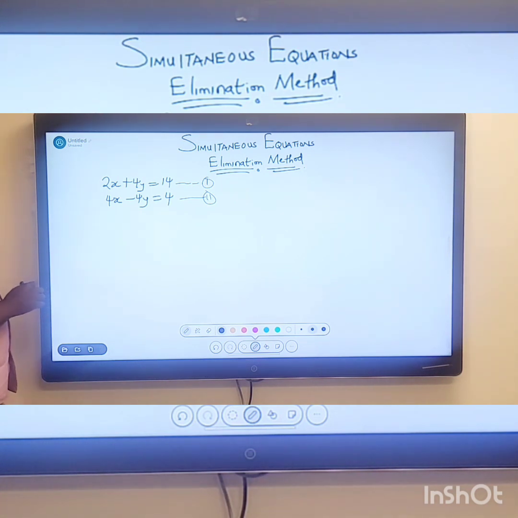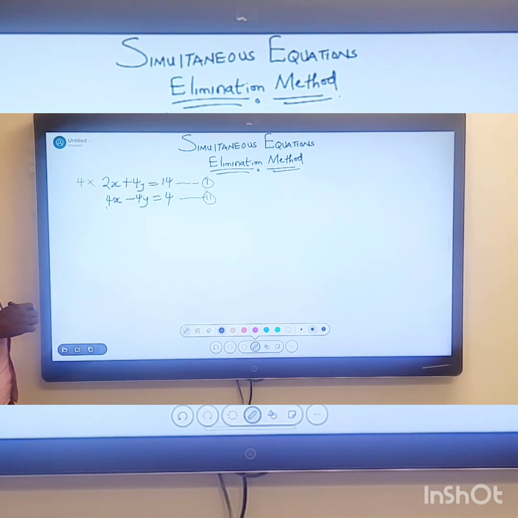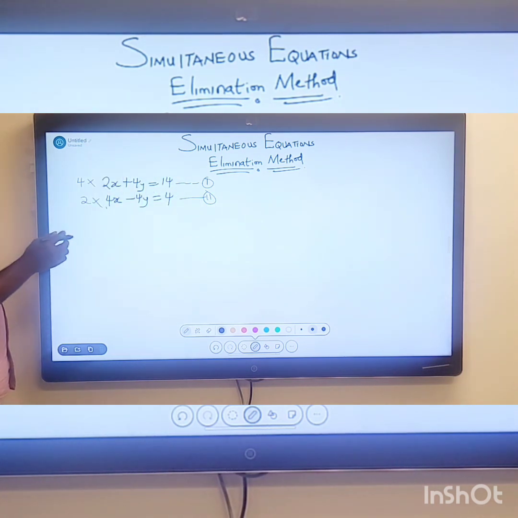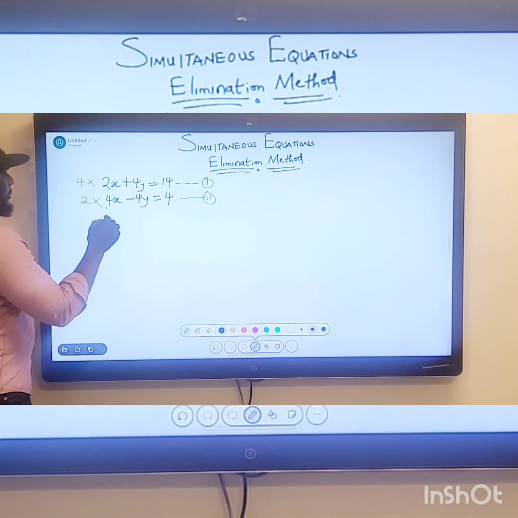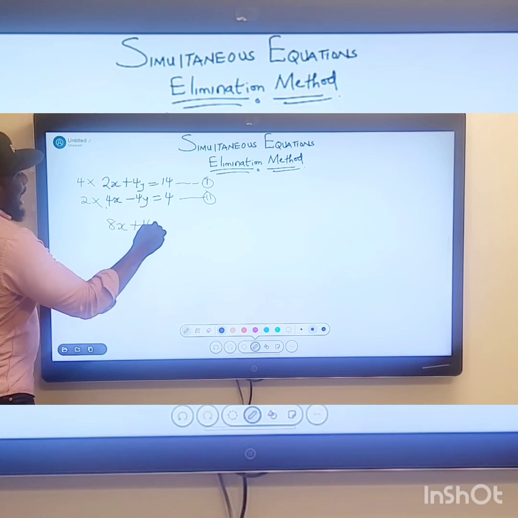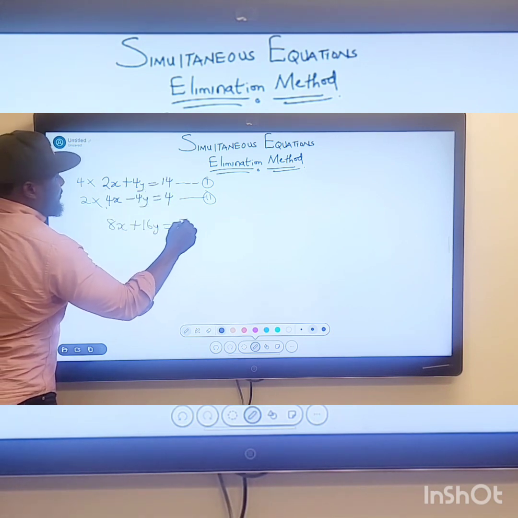Fine. Now, what do you do in the elimination method? You take the coefficient of x in equation 2 to multiply everything you have in equation 1. And then take the coefficient of x in equation 1 to multiply everything you have in equation 2. Now we go. So this times this will give us 8x. 4 times this will give us 16y. And then 4 times 14 will give us 56.